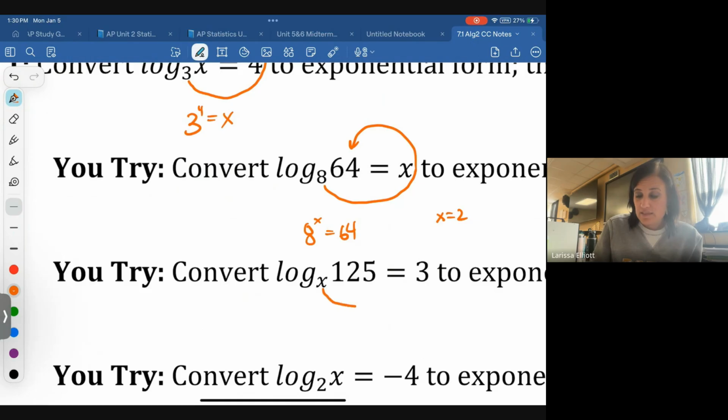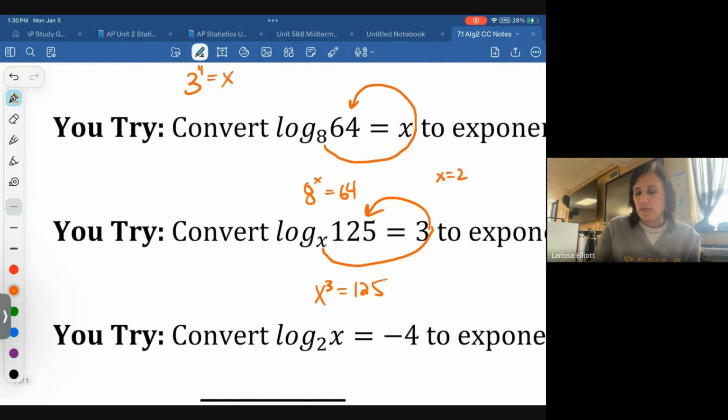Next, start at your base. My base this time is x to the third power equals, what do you land on? 125. And I could do some mental math there or put this in my calculator. I know if I took the cube root of both sides, the cube root of 125 is 5. So my answer there would be x is 5 if I had to solve for x.